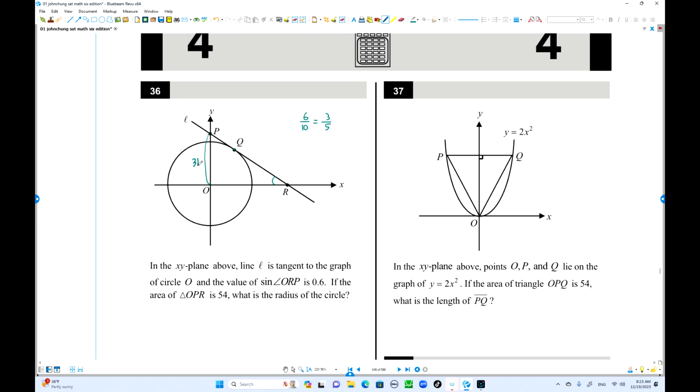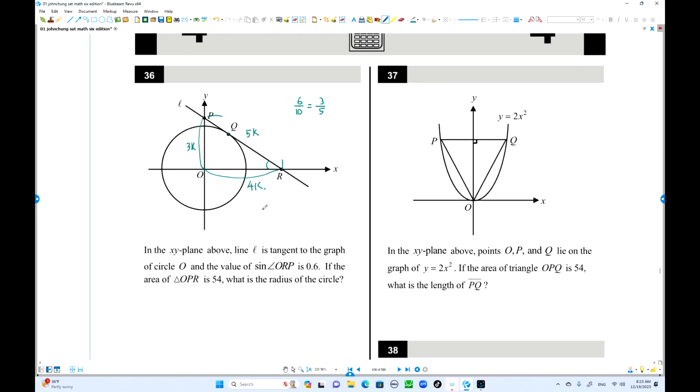If this side is 3K, this side is 5K, right? PR is 5K. Opposite over hypotenuse, 3 over 5. But this side, in terms of K, is 4K, right? Okay, the area of OPR is given, right? Now we can decide the value of K.